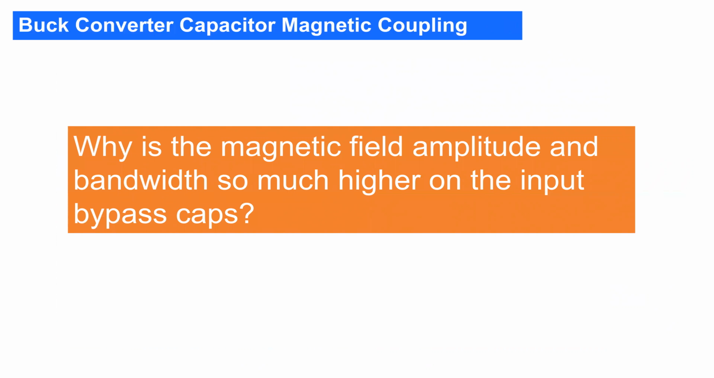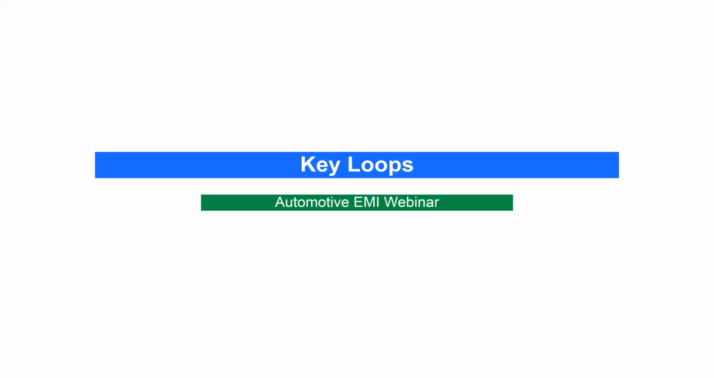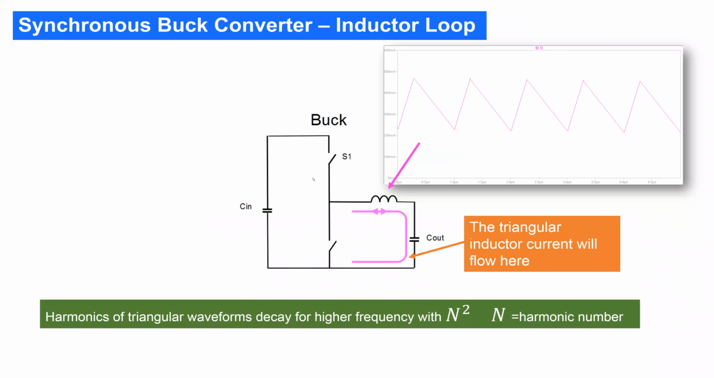Now the question is, why is the magnetic field amplitude at the bandwidth so much higher on the input bypass caps than on the outputs? Why is so much more energy there? So let's discuss the key loops in a buck regulator. If you have a buck regulator, we can reduce the whole AC path to the input capacitor, top switch, bottom switch, inductor, output capacitor. Over the inductor, we have a triangular waveform, and on a triangular waveform, the shape is already pretty close to a sinus, so the harmonics will go down with the square of the harmonic number. So the second harmonic will be divided by 4, third harmonic by 9, fourth harmonic by 16, and so on.